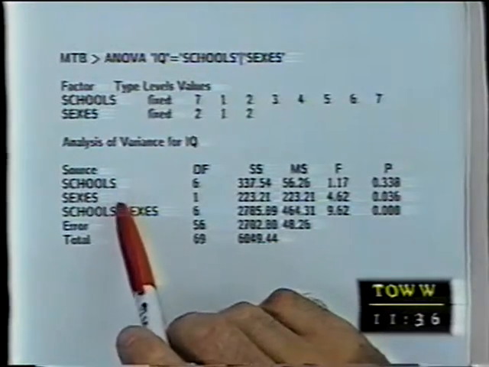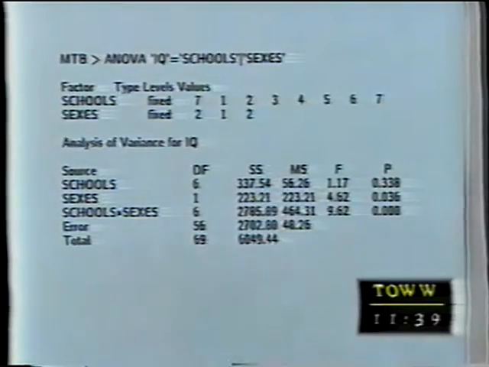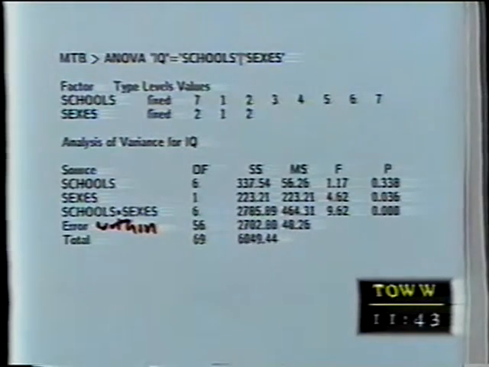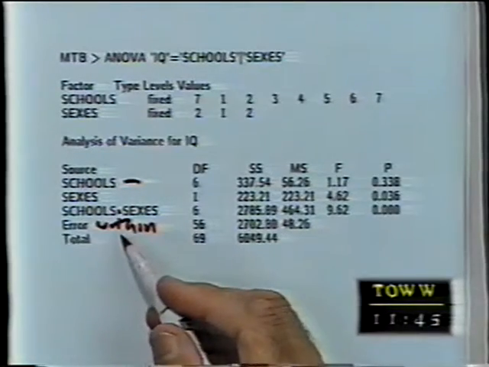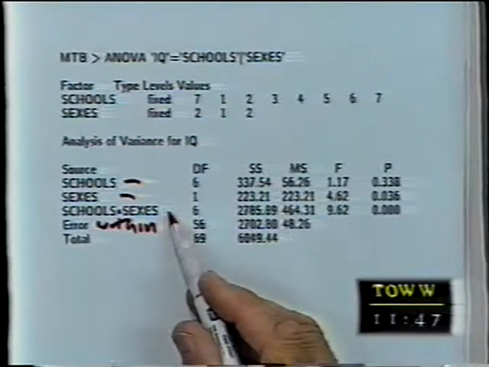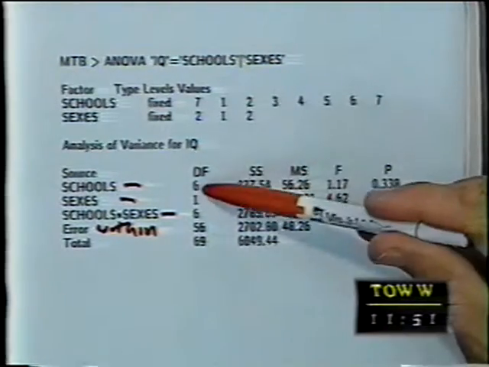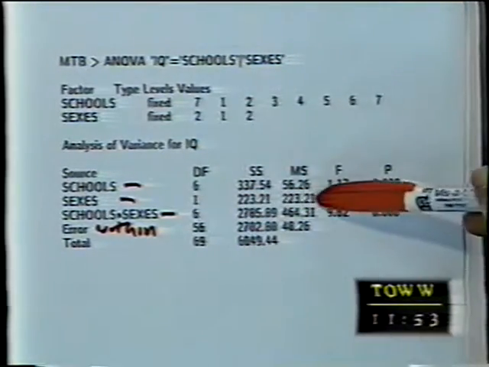Now notice what we have here. We have error. Remember, the error is the within. This is the school effect. We call it the A effect. This is the sexes effect. And this is the interaction, the schools times sexes effect. And here's the degrees of freedom associated with them. Let's go to the mean squares.